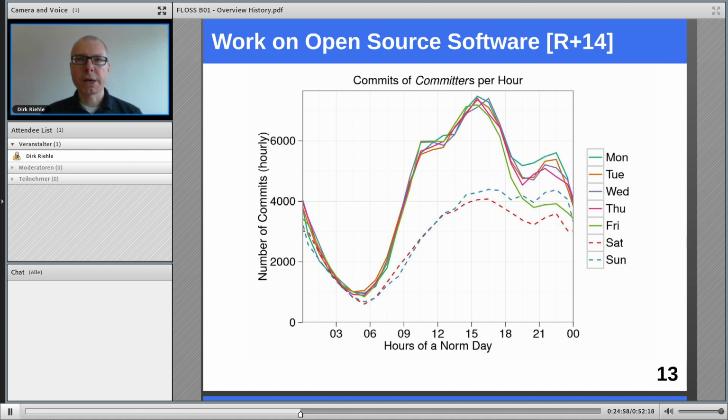Now, what is perhaps surprising, or should be surprising if you happen to not believe that open source is something professional, is that most of the work, you can see here, is performed Monday to Friday, 9 a.m. to 5 p.m. after aligning for time zones, etc.